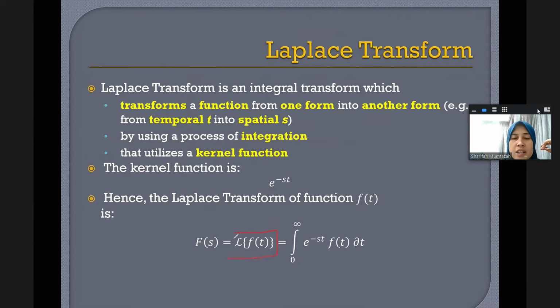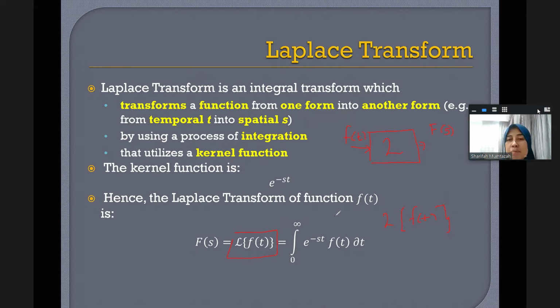The annotation, Laplace of f(t). Okay, you write it this way. So meaning it is a function. If you imagine you put in a function in a time domain, a process, which is the Laplace process, right? And you get a function in a spatial domain, F(s). So that is what Laplace transform is about.